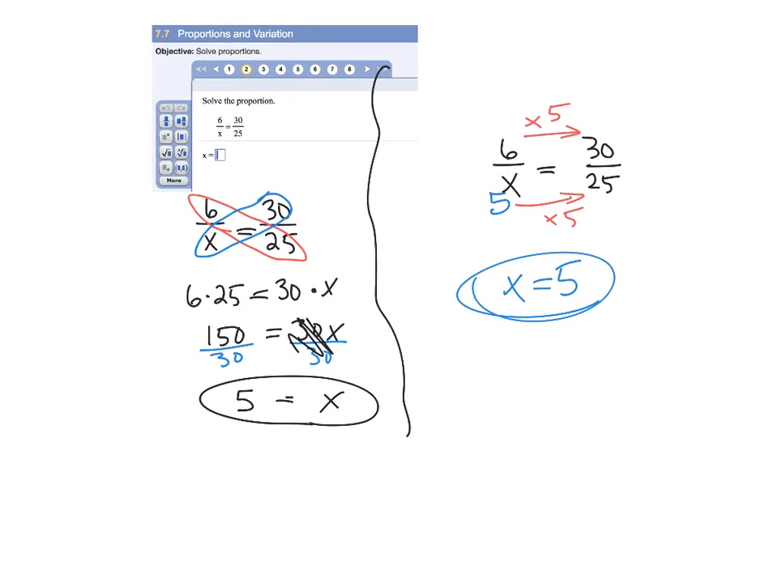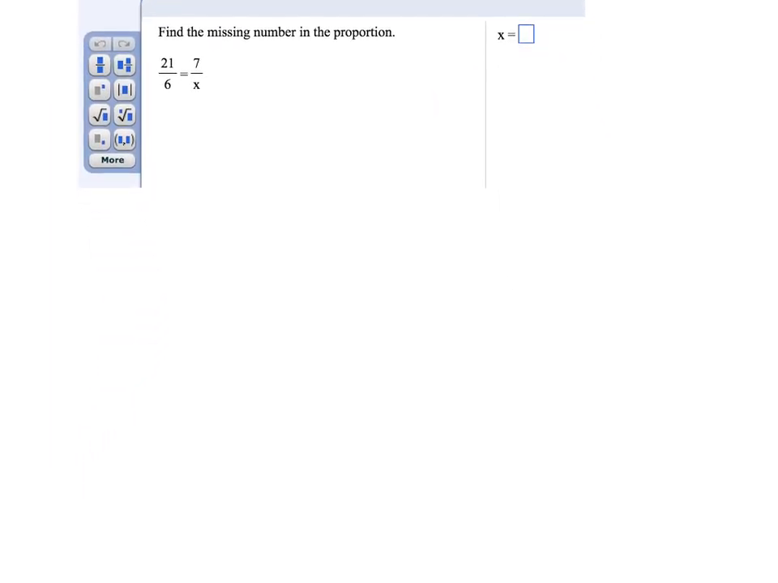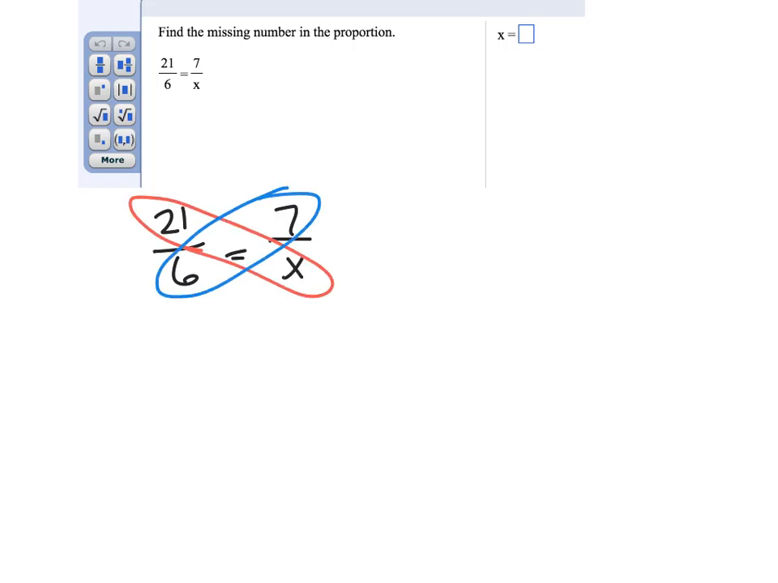So take a look. Sometimes the algebra is quicker, sometimes using logic is quicker. All right, so we have one fraction equaling another fraction. So 21 over 6 is equal to 7 over x, so that means we can use the cross products method. So we get 21x is equal to 42. Divide both sides by 21, so the 21s go away, and you get x is equal to 2.